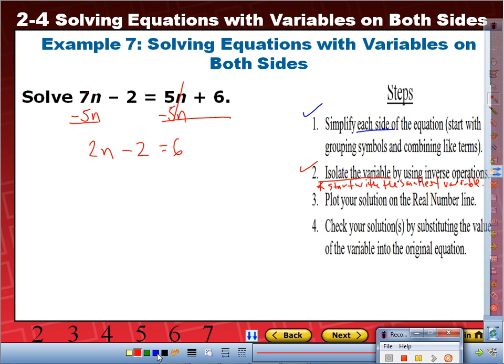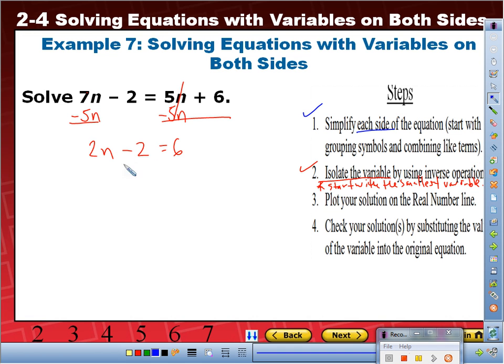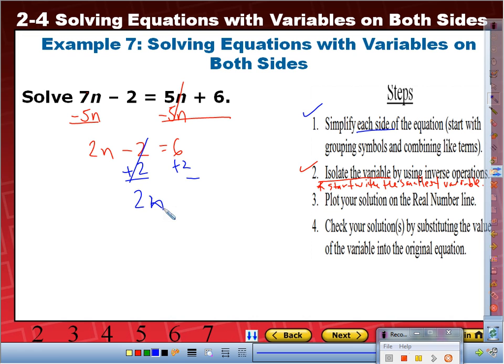Okay, so next thing you should have done, we have a subtraction here. The inverse is to add 2 to each side. These cancel. We're left with 2n equals 8. So the 2 is multiplying. The inverse is to divide by 2. Divide by 2. 2 divided by 2 is 1. 1 times n is n. Equals 8 divided by 2 is 4. Okay?